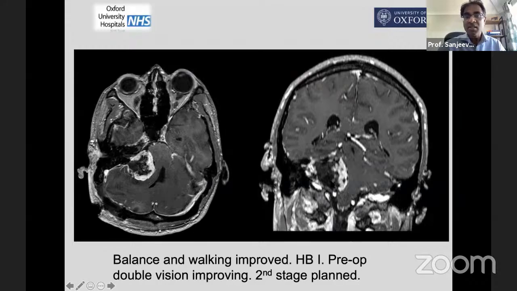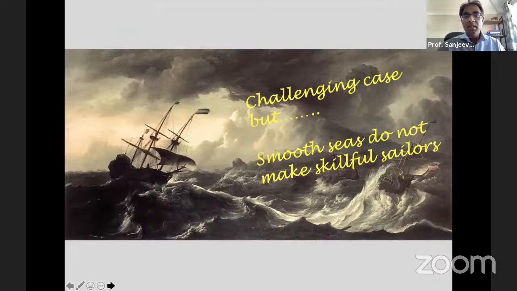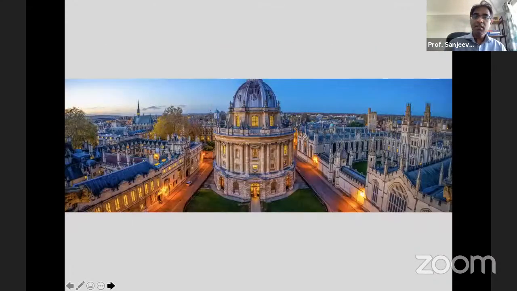A lot of the mass effect, this is an early MR, is even better than this now. His walking is much better. His double vision is getting better. Facial nerves intact. And he's very well. And we're going to come back for a second stage. Okay. And that was the case.